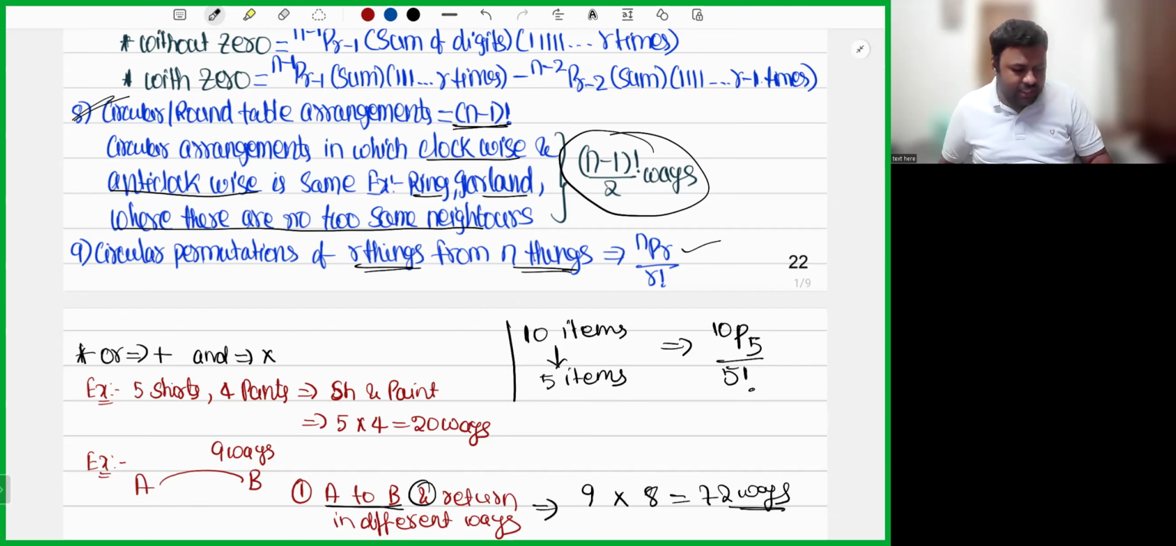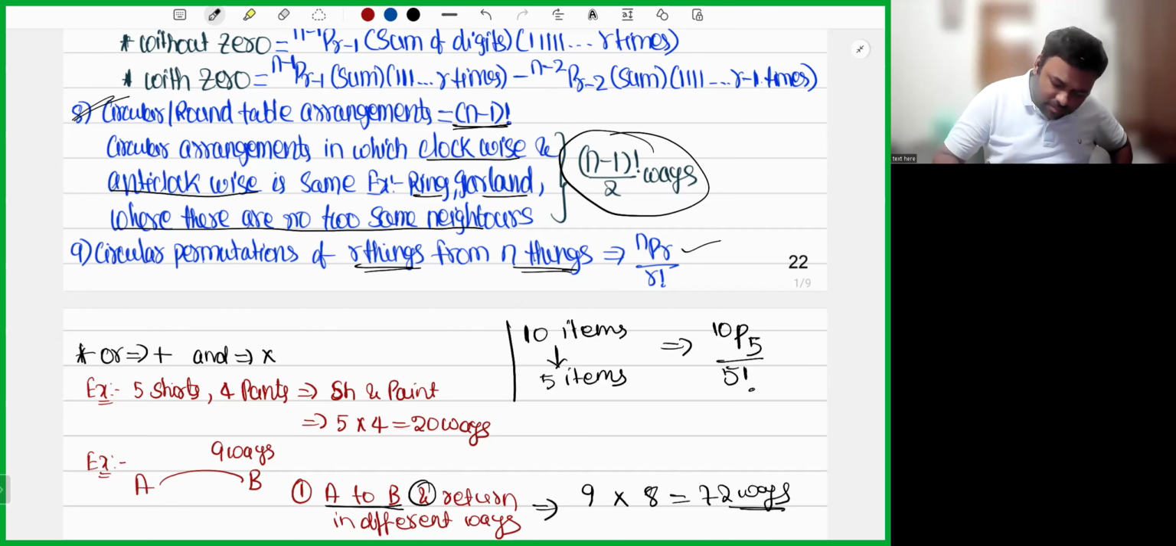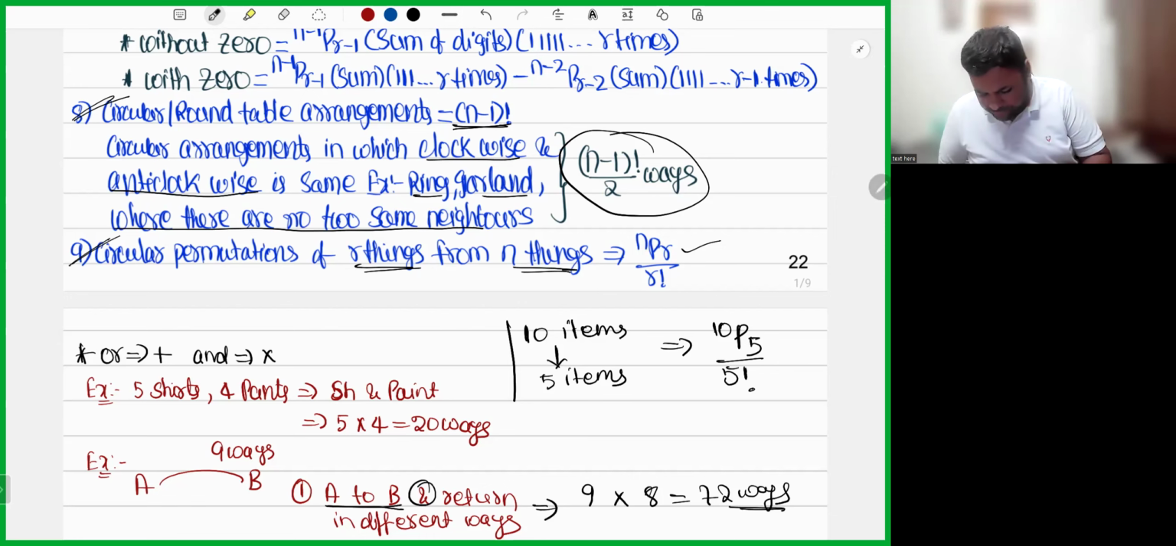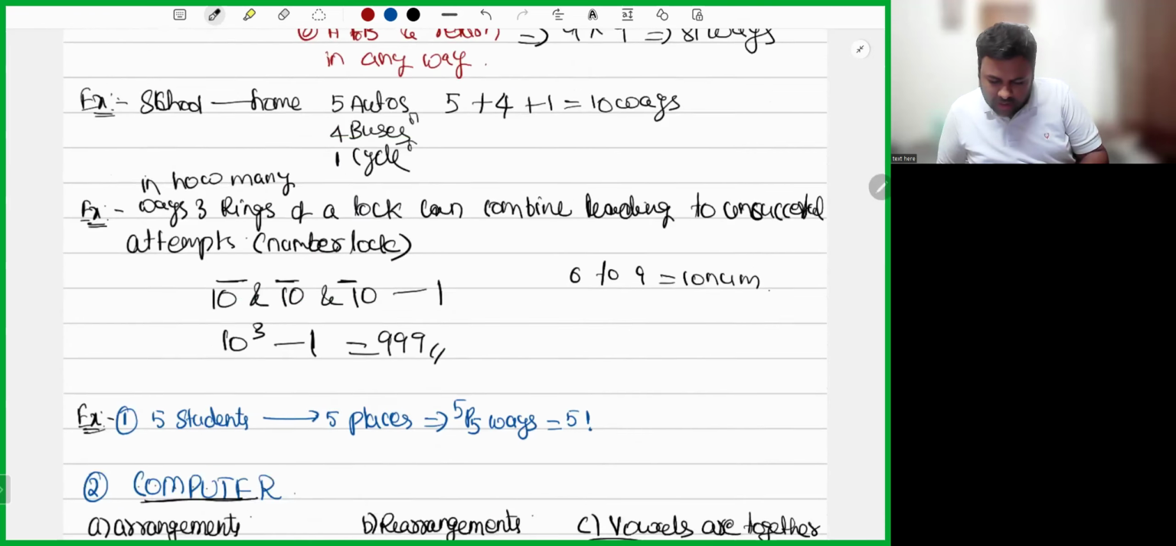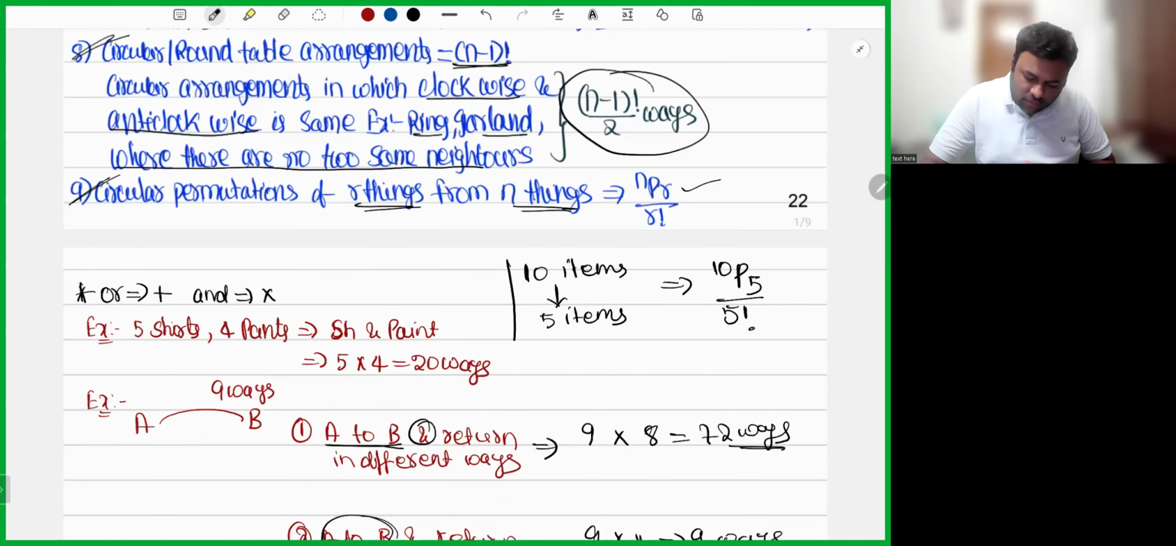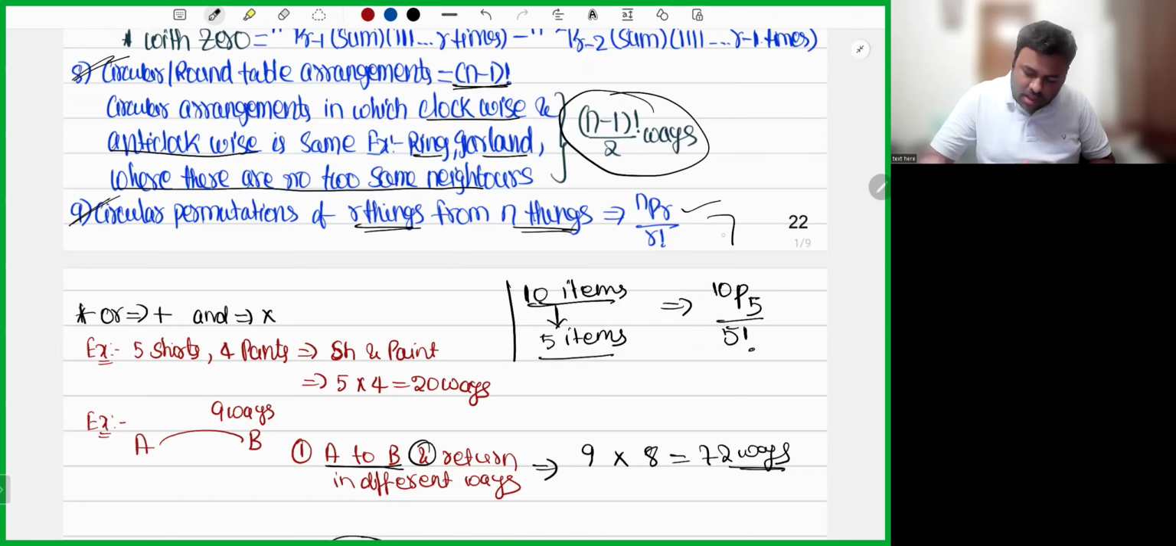No questions you have in your ICA material. Only once, I hope, in previous year questions they have asked this question. Circular permutations of r things from n things, nPr by r factorial. Like 10 things are there, I need to form a circle using 5 items, then 10P5 by 5 factorial.